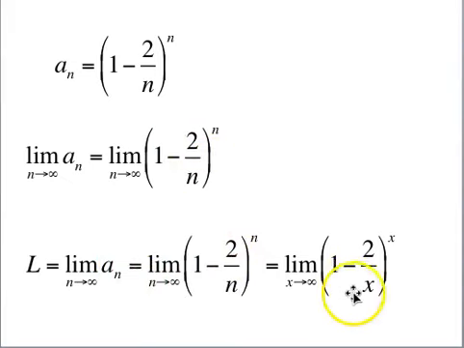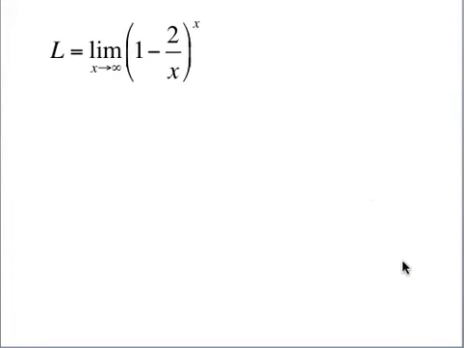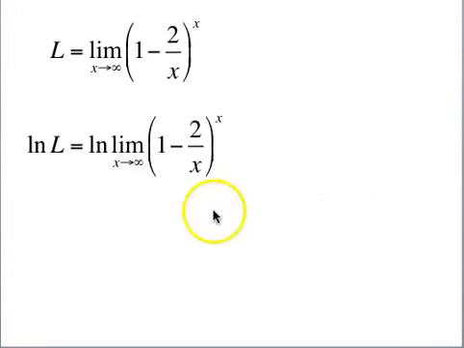But since I want to take derivatives, I'm going to use x's instead of n's. N implies integers, and I'm a little uncomfortable taking derivatives of integer functions. X implies real numbers, and I have no concern with that. So this limit will be the same as the limit as x goes to infinity of (1 minus 2 over x) to the x. To solve this, we're going to take the natural log of both sides.